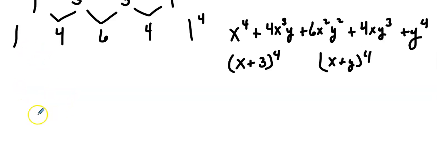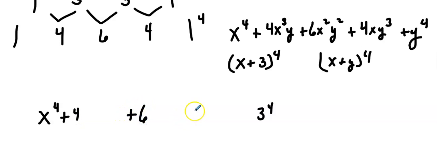All right, so we would still have our x to the fourth, okay? And over here we would have our 3 to the fourth. And we would then have plus, and my coefficients are going to stay the same. They're still 4, they're still 6, they're still 4, and that's just 3 to the fourth power. So it works just like the y. It's really kind of cool.